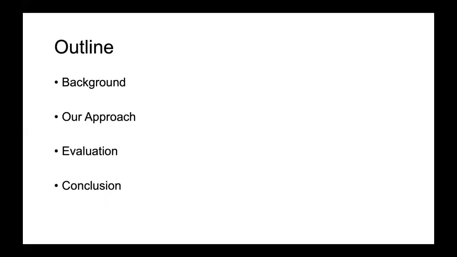So here is the outline of today's talk. First, I will give a background of the targeted many core architecture and the task-centric programs. Then I will discuss our approach. I will start with a high level and also use an example to go through the four complementary steps in our approach. Then we will show the evaluation results, the performance and execution time improvements. And finally, we will give the conclusion.